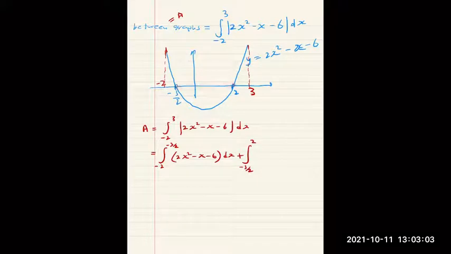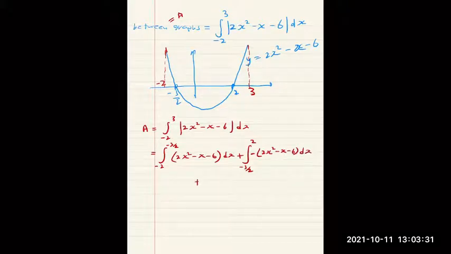In that interval, this function 2x squared minus x minus 6 is negative. It lies below the x-axis, that is negative. So the absolute value of that function would be the same thing with a minus sign in front. You put a minus sign in front of this function to make everything positive. That's the way you take the absolute value. For the definition of absolute value, you put a minus sign in front. 2x squared minus x minus 6 dx.